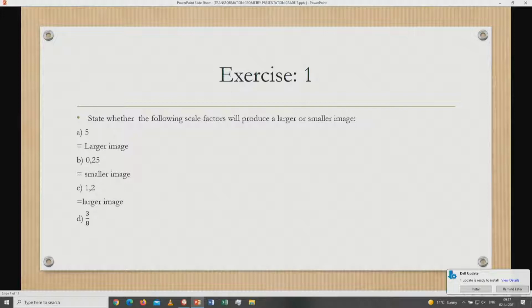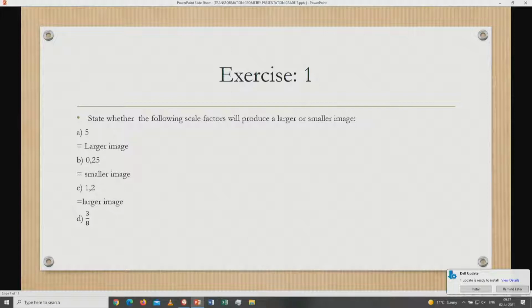What happens if the scale factor is 3/8? Now 3/8, remember guys, is a fraction. A fraction is part of a whole, or a part of something that is a whole. A whole is something that is 1 and more.